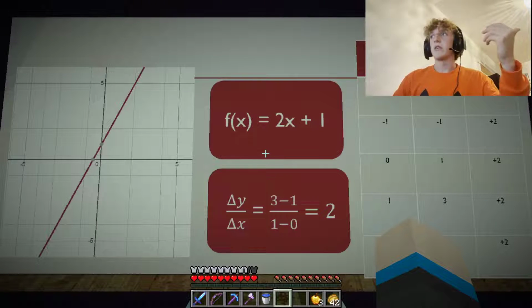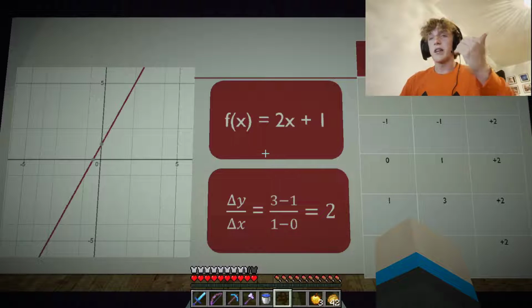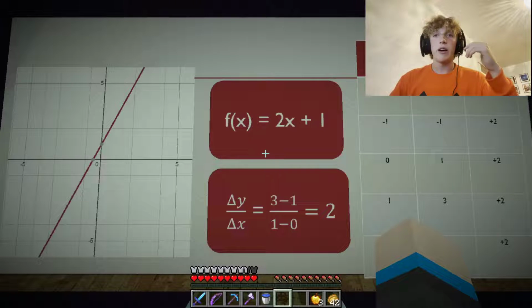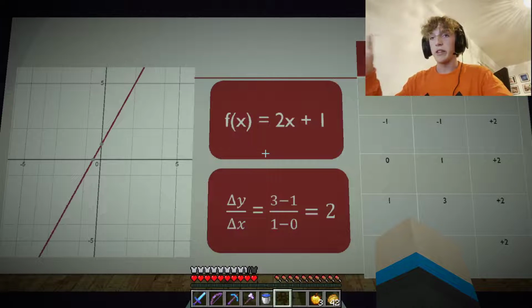Finding the slope of a linear function is simple because it is constant. As can be seen in the table of f of x equals 2x plus 1, the y changes by 2 every time x increases by 1. This is corroborated by the graph.